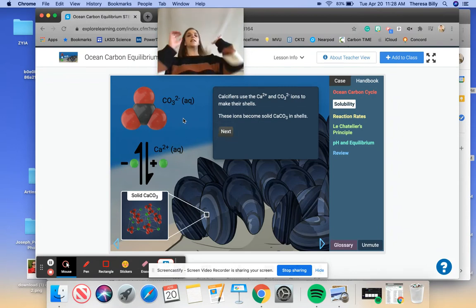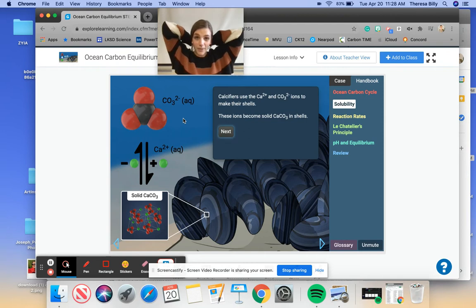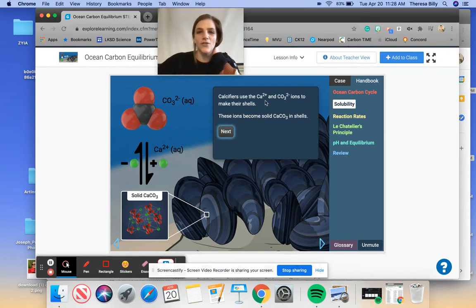So it says calcifiers. Remember, calcifiers are the organisms that use calcium and carbonate to build their shells. Oh, look, that's exactly what it says. The calcifiers use the calcium carbonate ions to make the shells. These ions, though, become solid in the shell. So this is an interesting thing just to wrap your brain around.